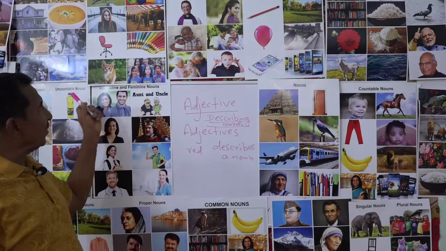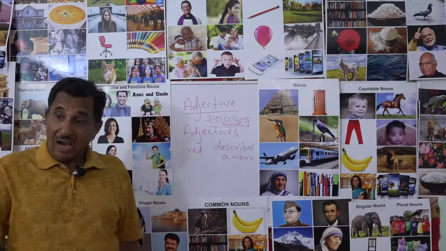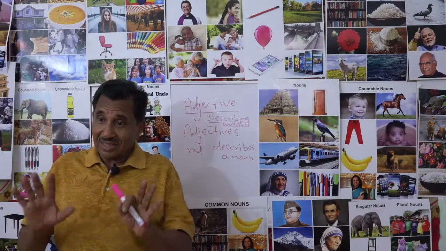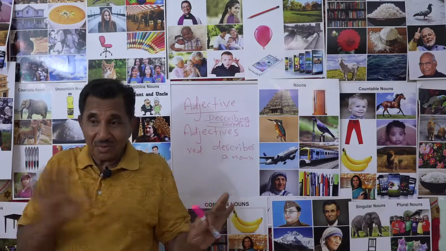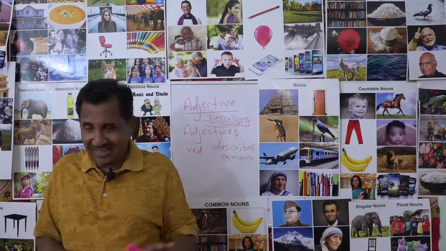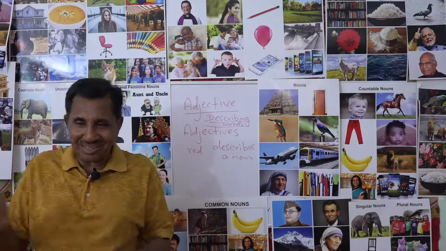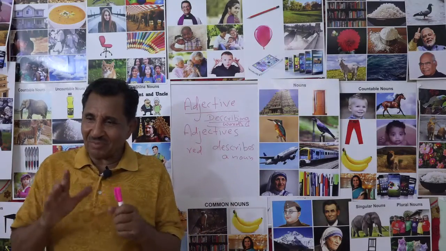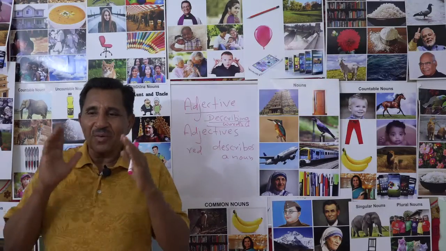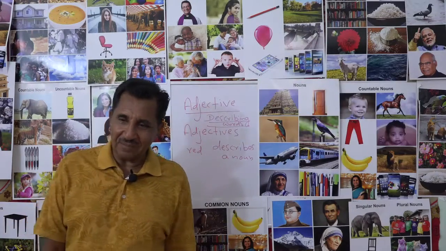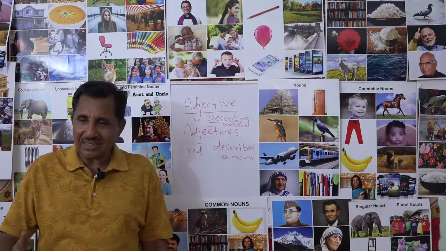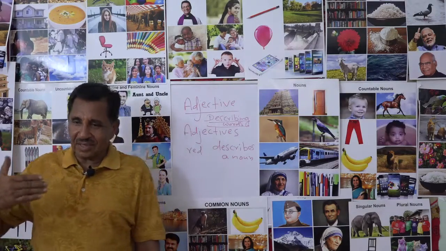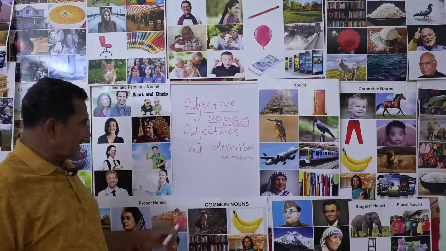describe all the nouns. Adjectives can only describe nouns, not any other thing. Any other thing means there are many other things, but that we will see later. For the time being, you understand only nouns. Understand? And adjectives are always written before the noun.